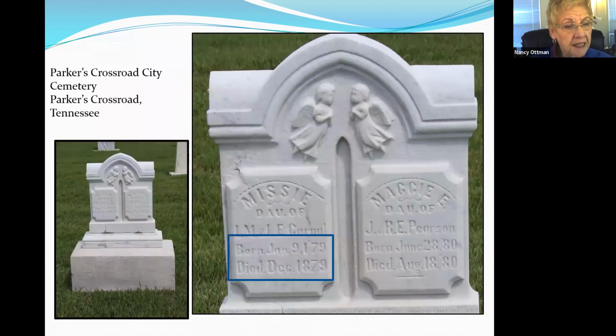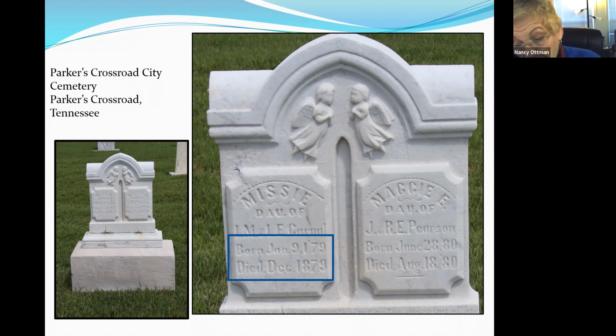Recently, I was in Tennessee at the Parker's Cross City Cemetery, and we came across this very lovely stone and it had two different children on it, and we were trying to determine, we came up with all kinds of scenarios. Well, ultimately, in my research, I found they are cousins. Their mothers were sisters. Missy died, as you'll notice, I have it marked in blue, on June the 9th, and then it has an apostrophe 79. For whatever reason, the carver couldn't get the 8 in, so he chose to abbreviate that.